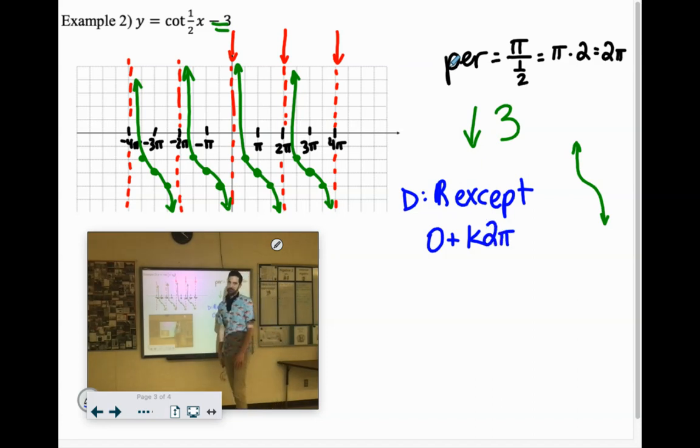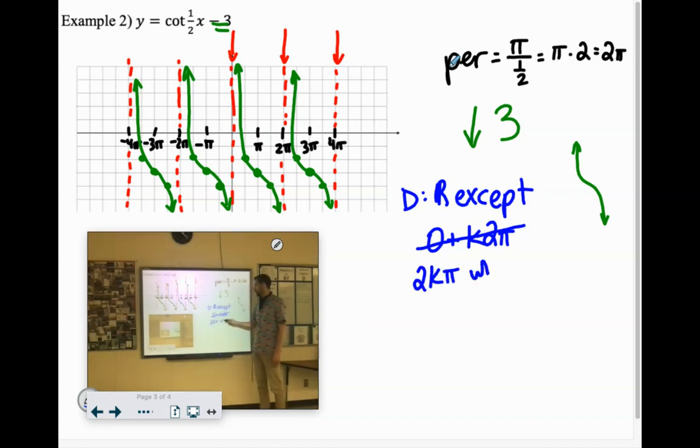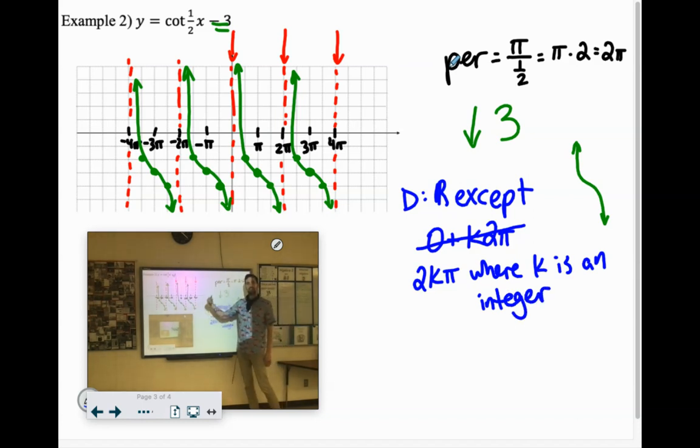But we can clean that up a little bit. You don't write 0 plus anything. You just don't write the 0 plus. So k2 pi, we're going to just rewrite with the 2 in the front. So we'll say all real numbers except for 2k pi, where k is an integer. So that is the formula to represent every single asymptote.